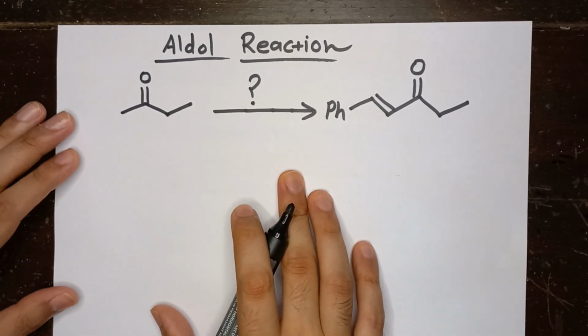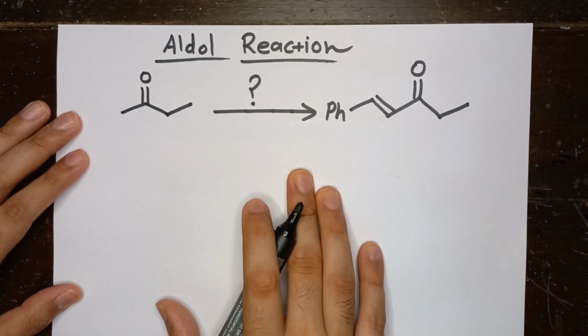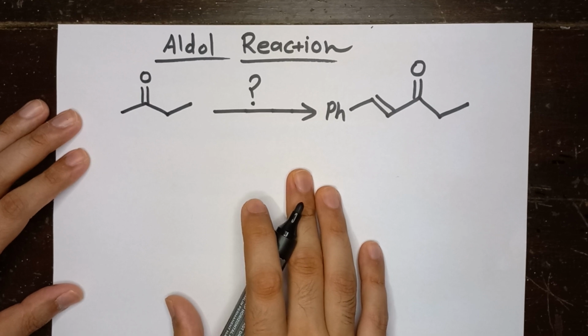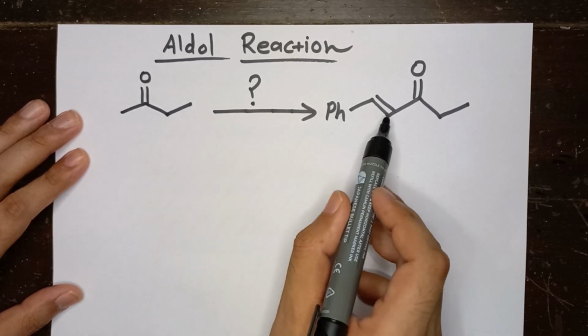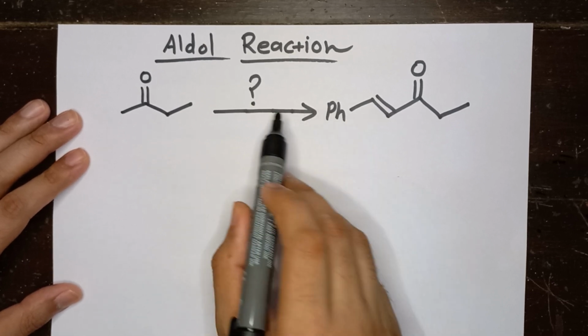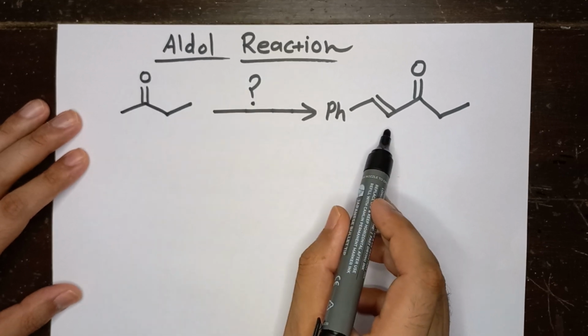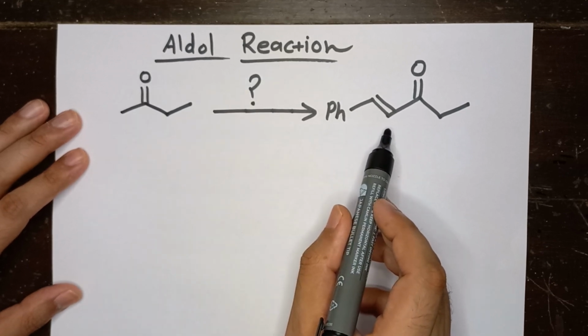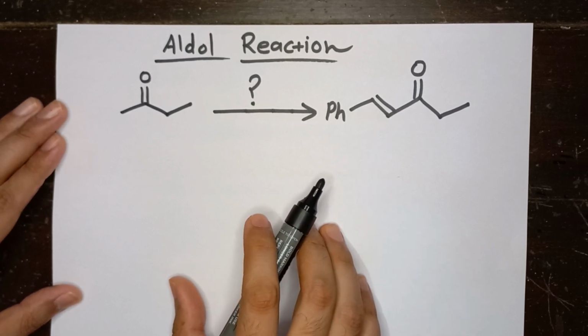Okay, so this is the sixth video in the series on name reactions, and today we are going to discuss the Aldol reaction. Here is a question for you. I want you to convert this starting material into the following product. Take your time and find out the reagents required to convert this ketone into this alpha beta unsaturated ketone. This is what we call the Aldol reaction.